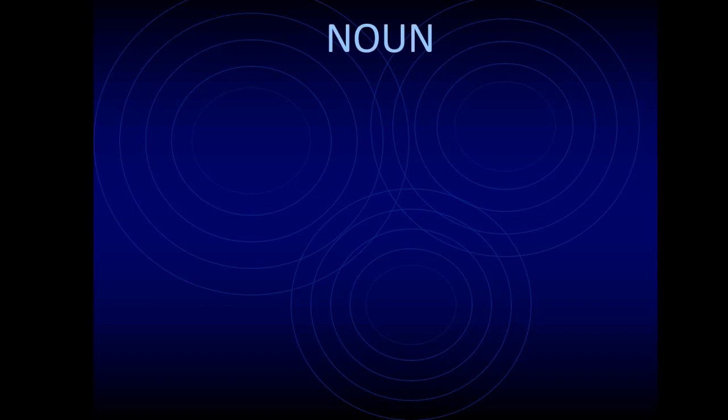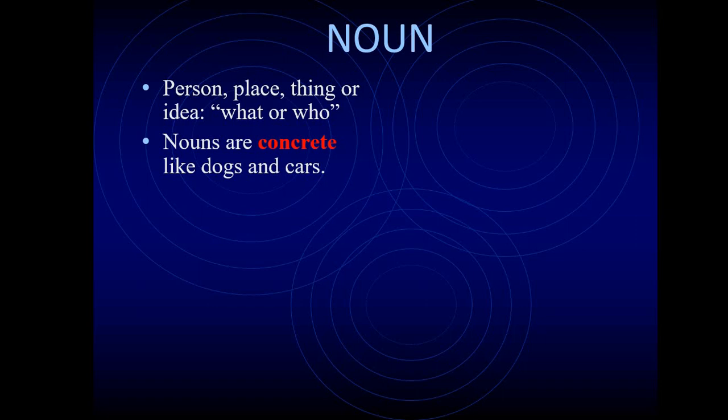Let's see the first one. The first one is noun. What is a noun? A noun is the name of a person, place, thing, or idea. Yes, a lot of people define a noun as place, person, thing, but they ignore the last one, which is idea. So, the name of a person, like James, John, Tom.